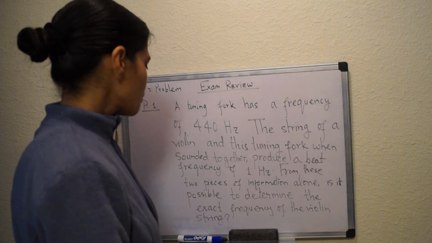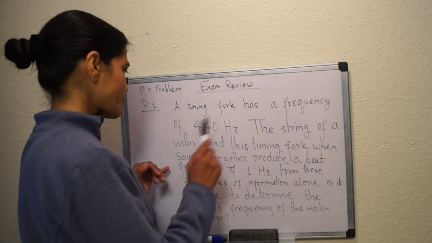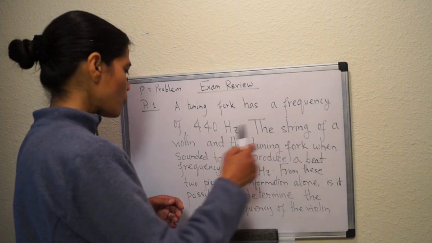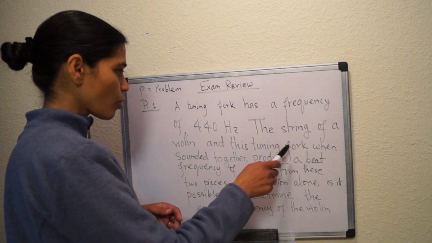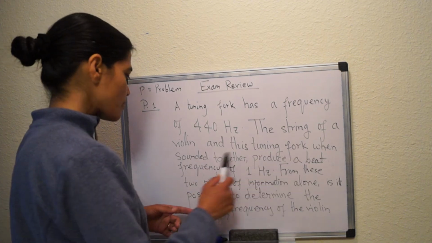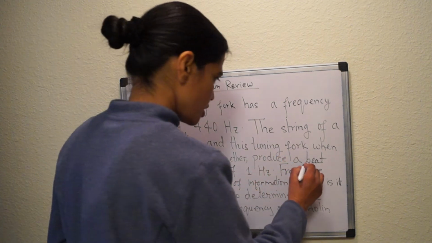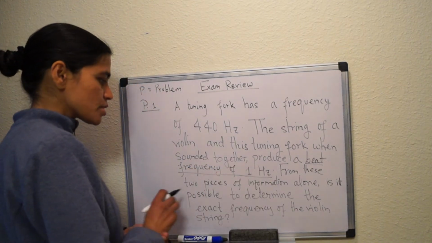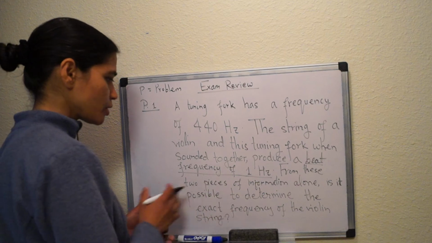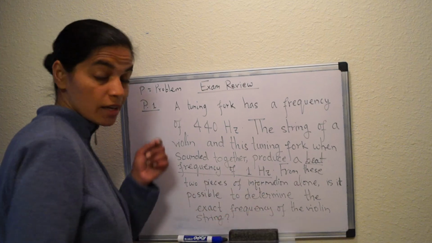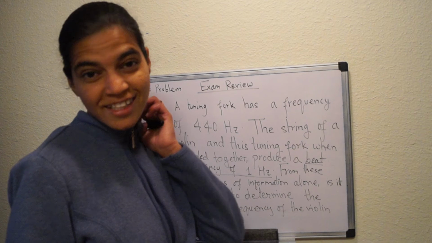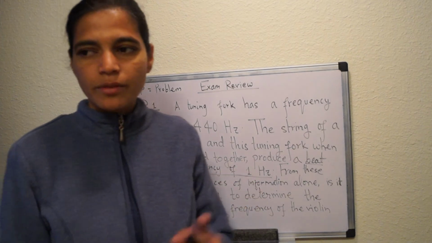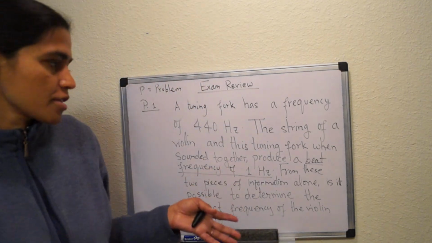Okay, so we are given a tuning fork that has a frequency of 440 Hz, and there is another string of a violin, and this tuning fork, when sounded together, they produce a beat frequency. Okay, so this is key information here. Beat frequency of 1 Hz. From these two pieces of information alone, is it possible to determine the exact frequency of the violin string? What do you guys think? Try to work on this, give yourself maybe another 2 minutes or so, okay?